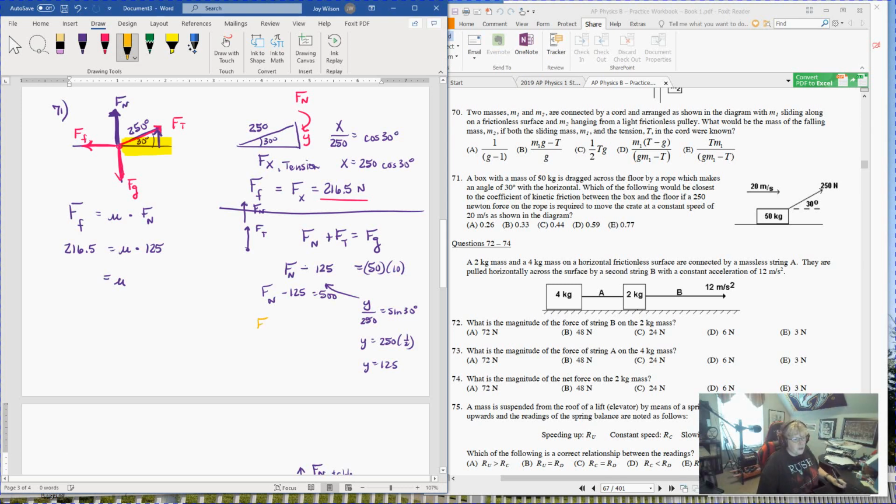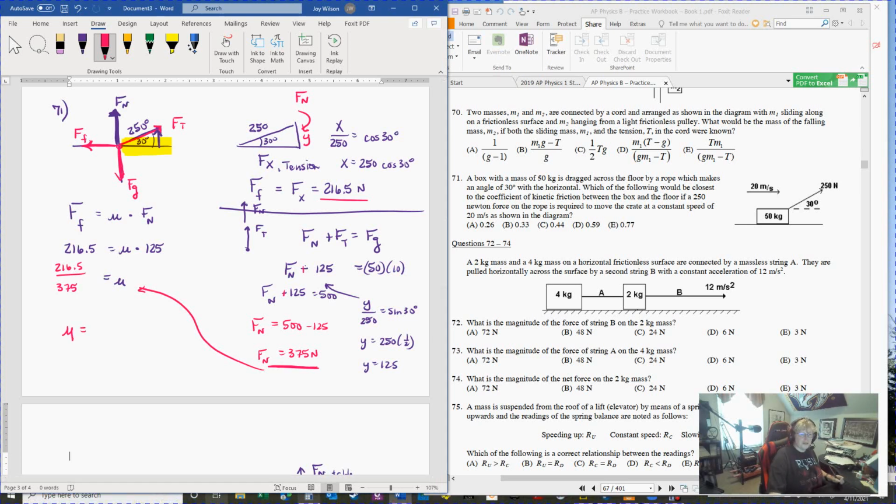So now I find force normal. Yellow's not a good color for that. So force normal, I don't know. But if I add 125, I get 500. So my force normal must be 500 minus 125. So force normal is 375 newtons. Now I'm ready to come over here, and I have 216.5 over 375. So our coefficient of friction is about 2/3, looks like.